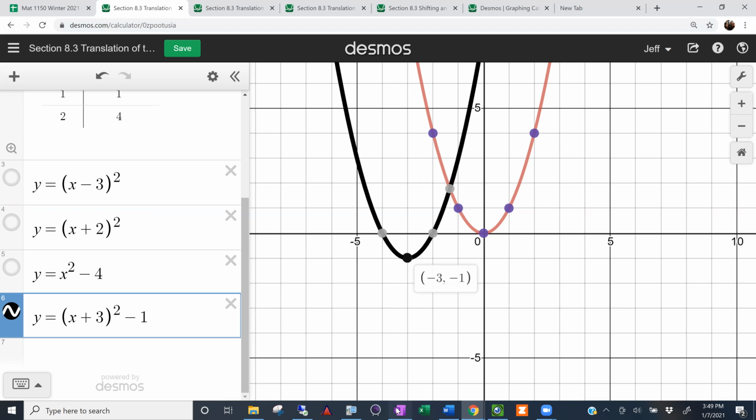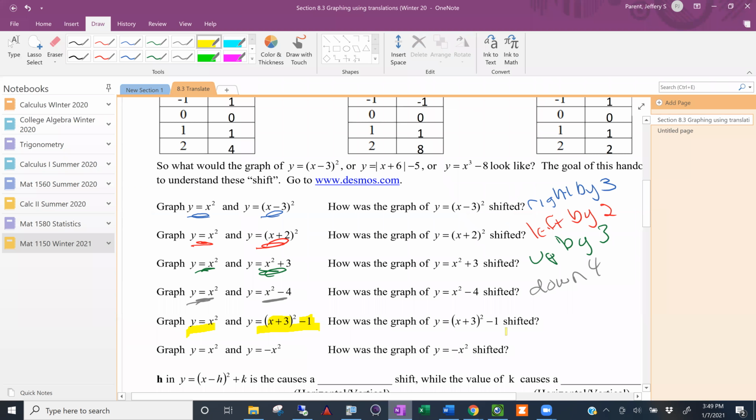So what happens is that these things become very, very predictable. And you can look at these graphs and figure out how they're shifted. So let's write that down here. Left 3 and down by 1.